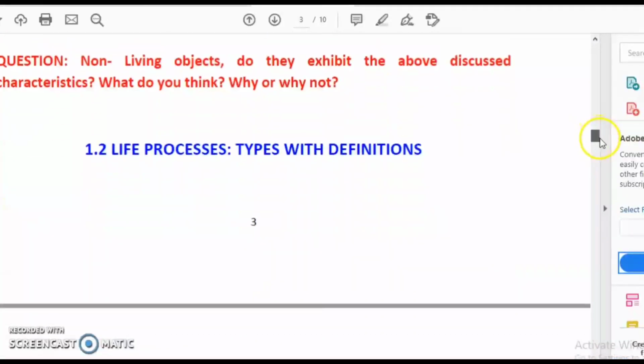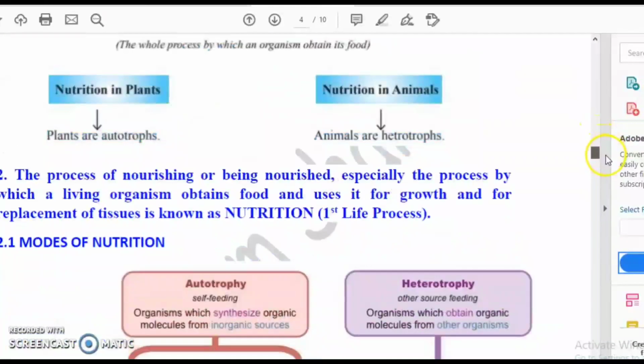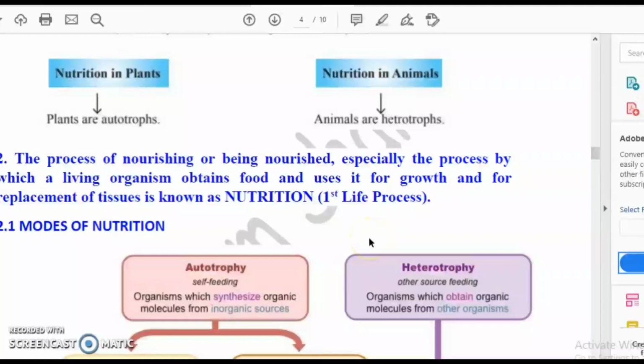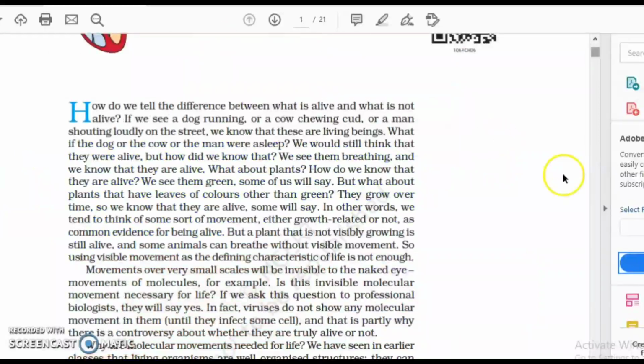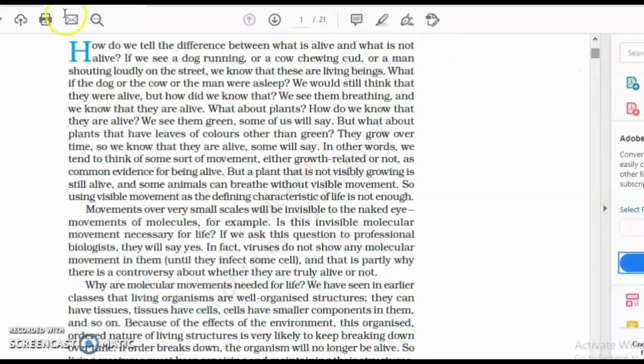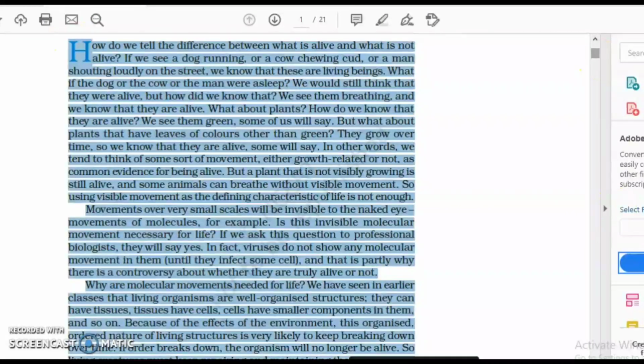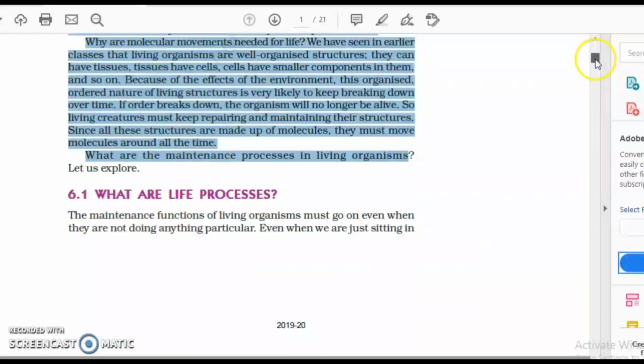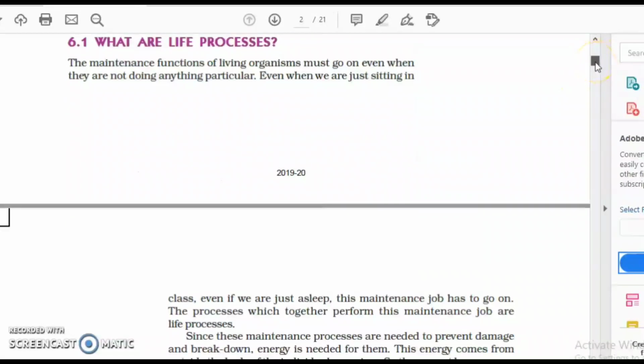The next part is life processes, the types and definitions. Well, this is already discussed. Now, what is nutrition? Nutrition is the first life process. And what does the NCERT tell us? I'm sure you will now go through this first page of the textbook, and this should give you a lot of clarity about all the terms and definitions that I have already discussed with you. And these chemical reactions that are going on, sometimes they are catalyzed or mediated by some special protein molecules called enzymes.